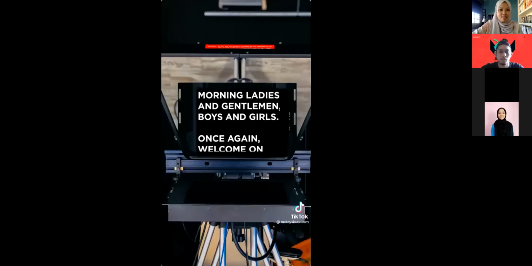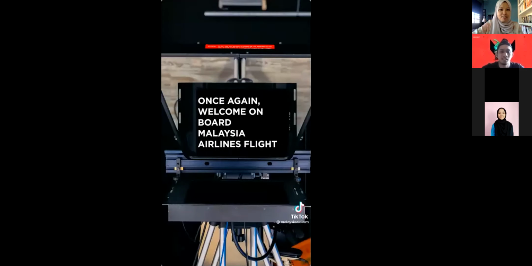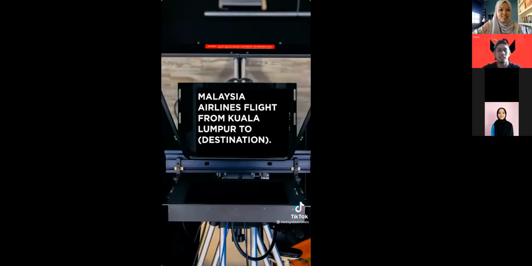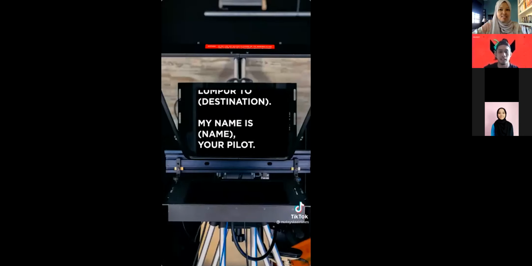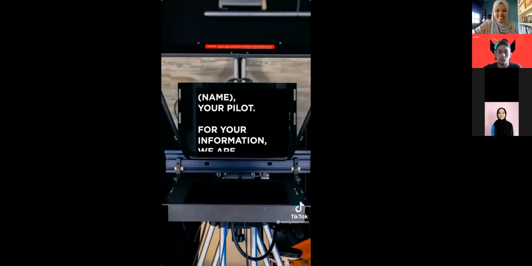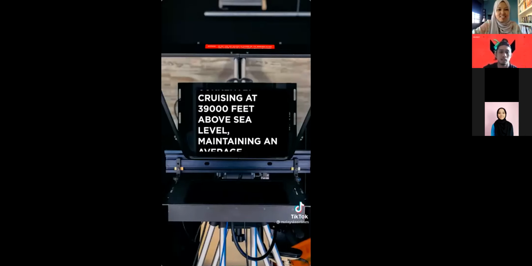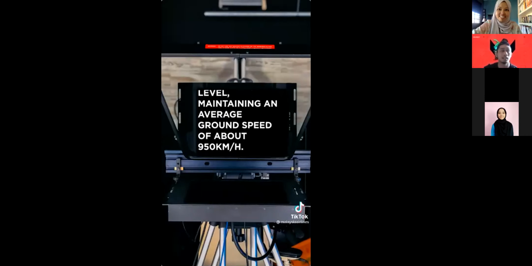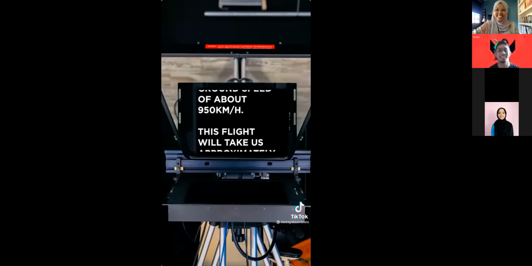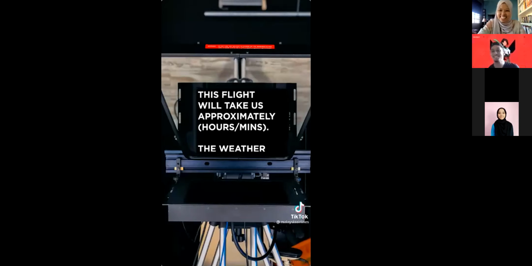A very good morning, ladies and gentlemen, boys and girls. Once again, welcome on board Malaysia Airlines flight from Kuala Lumpur to Kedah. My name is Ahmad Lutfi, your pilot. For your information, we are currently cruising at 39,000 feet level and maintaining an operational speed of 950 km per hour.